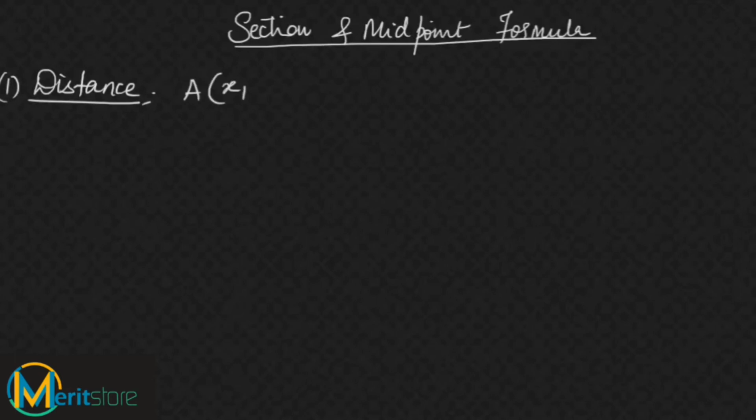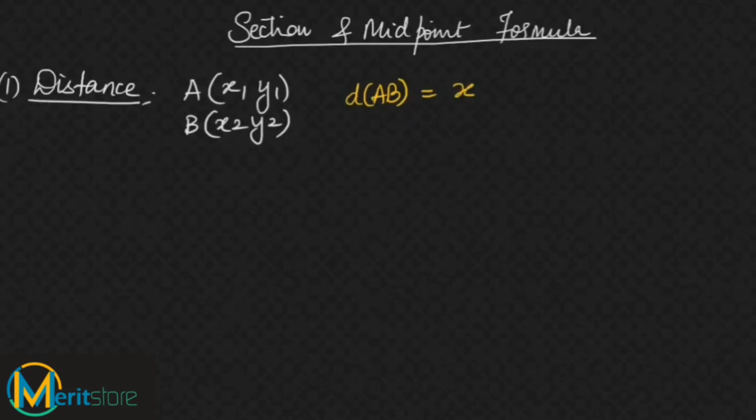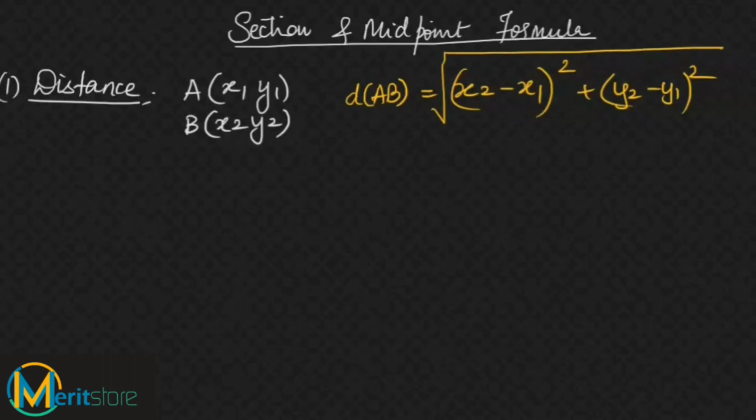So let's consider A, whose point is x1, y1. And B, whose point is x2, y2. As per distance formula, distance between the point A and B can be given as x2 minus x1, the whole square, plus y2 minus y1, the whole square. And this is going to be inside the root. The second formula that we have is the section formula.